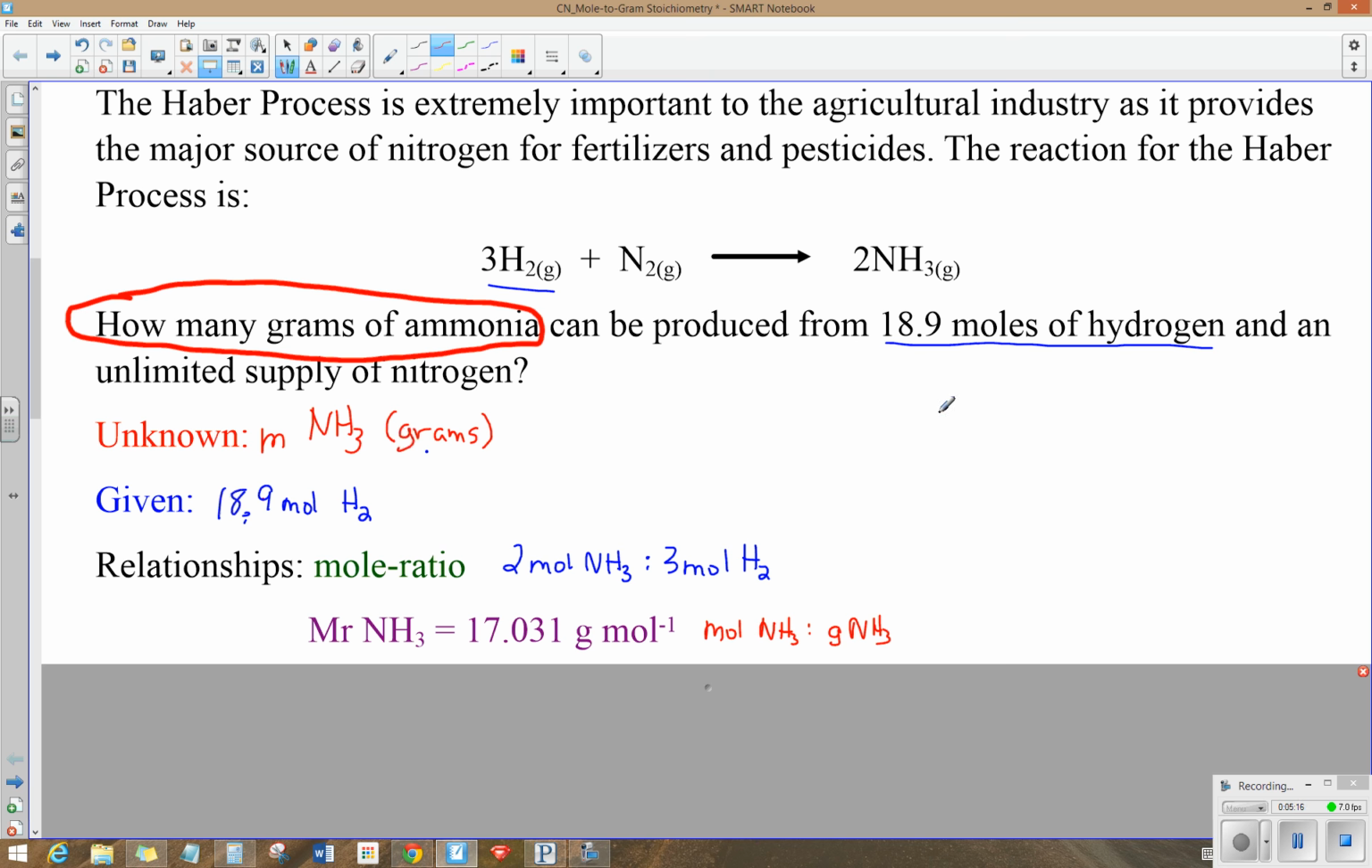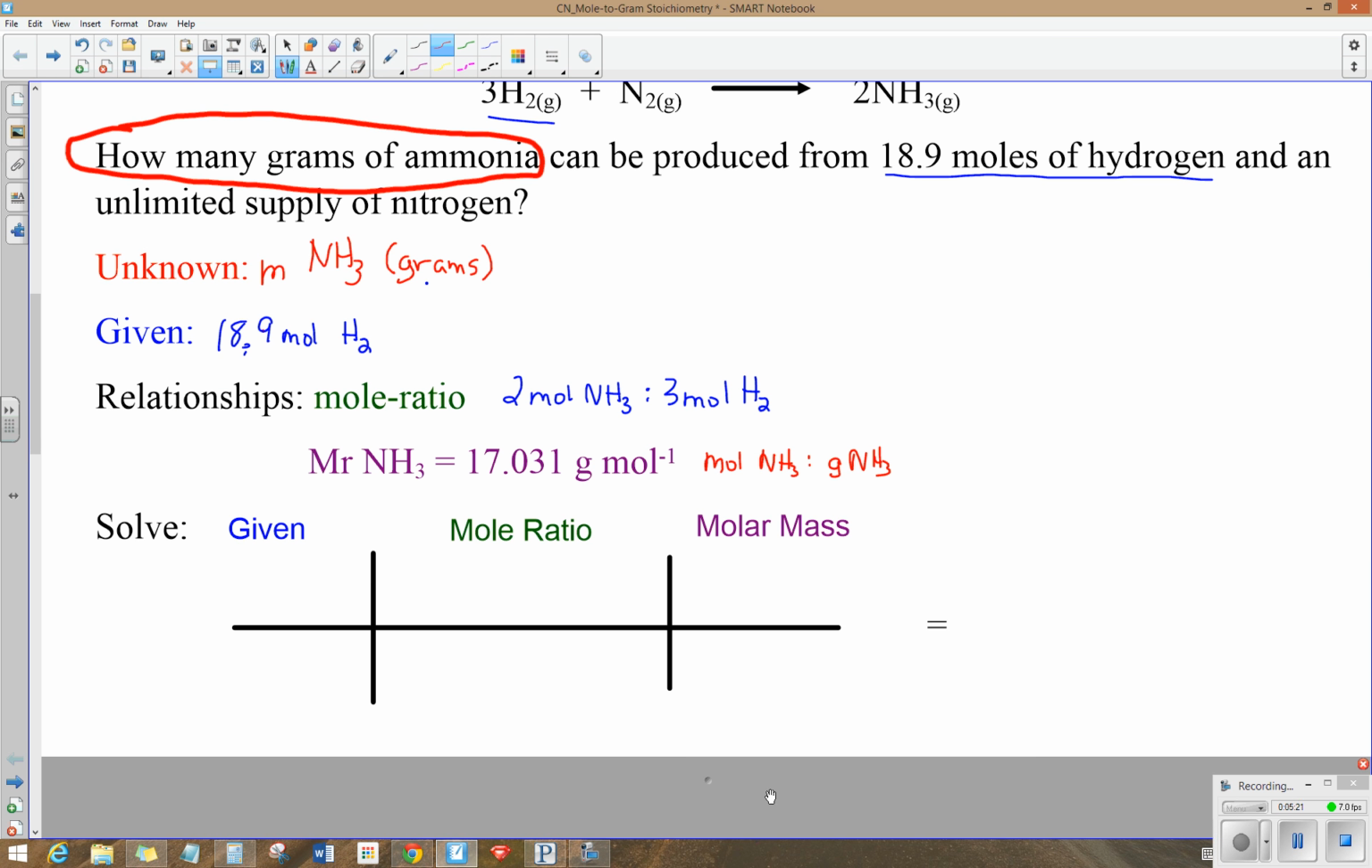Okay, so in here we have all the information now that we need. Here is our little grid to help us out.